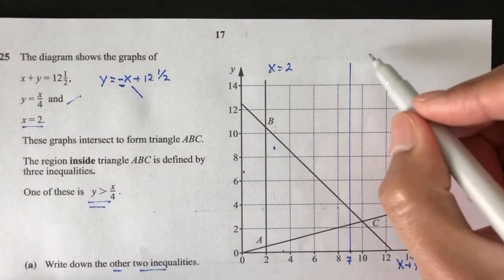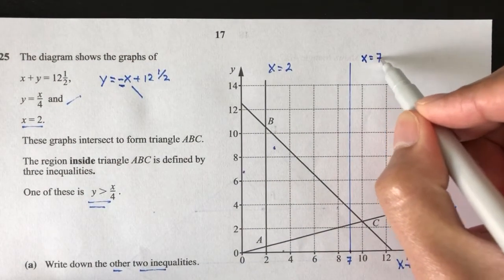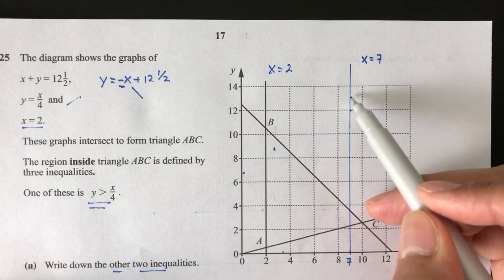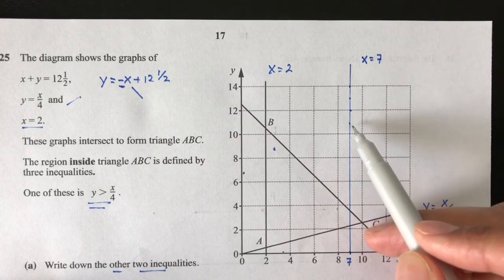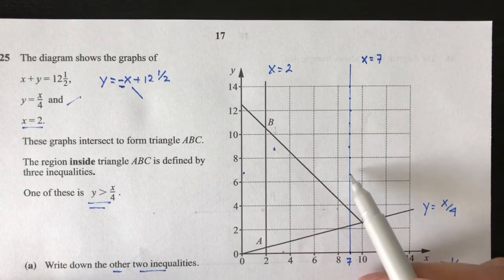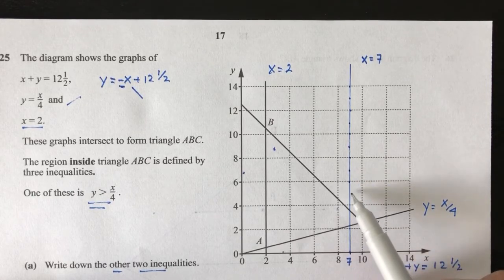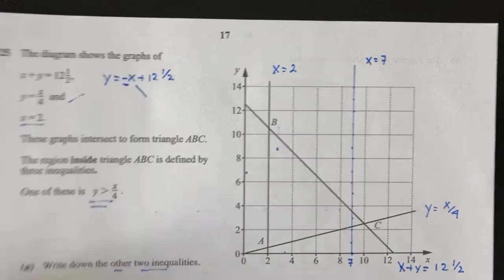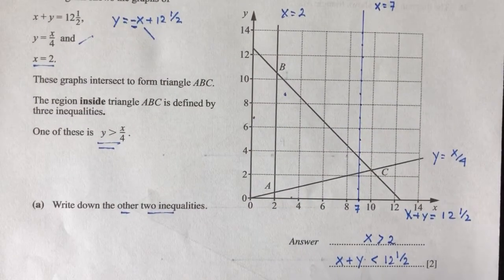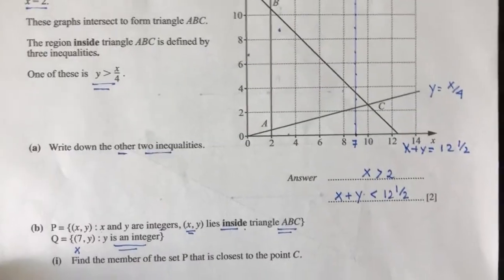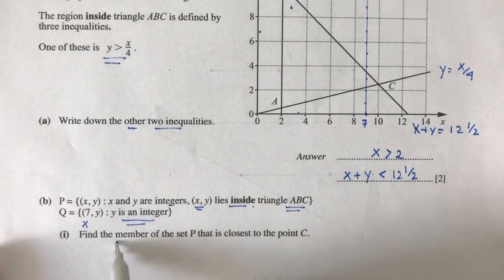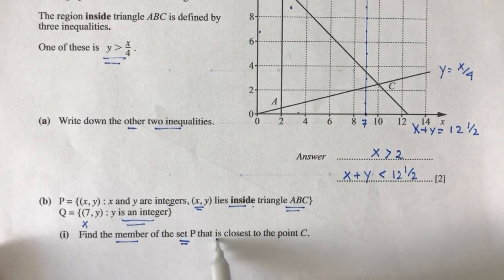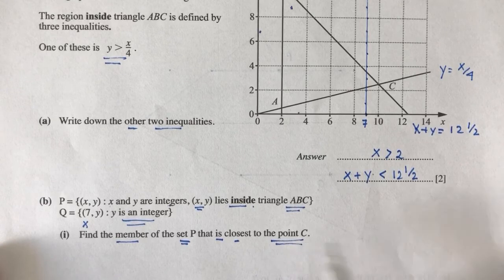So that's the line x equal to 7. So any integer point will be inside the set of Q. Right, so all these points are inside the set of Q, all the integer points. So now part 1, find the member of the set P that is closest to the point C.